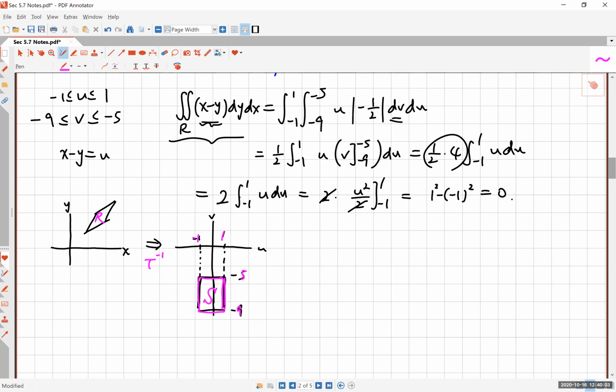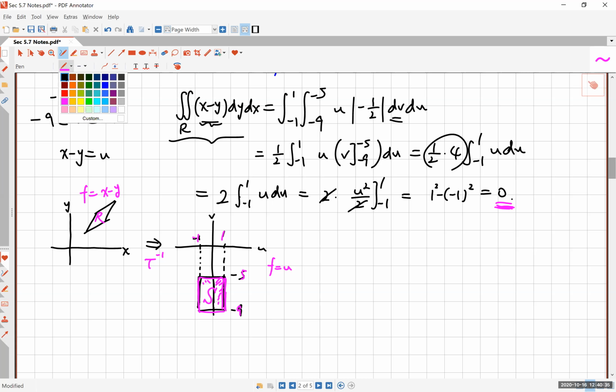This is where we were integrating the function, which we used to call x minus y, okay? But in this world, this function was just called u. And the reason we end up with the answer 0 is because this function is symmetric, right? It's an even function. The right-hand side and the left-hand side will be exactly, I'm sorry, it's an odd function. It's exactly the opposite of each other. And so they cancel each other, and therefore the answer turns out to be 0.